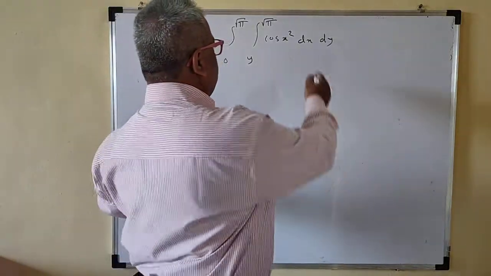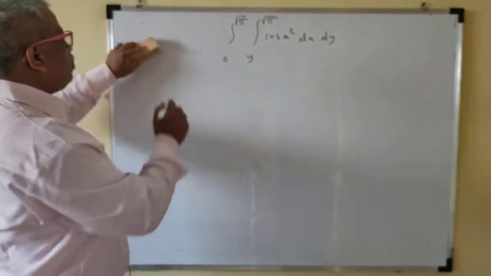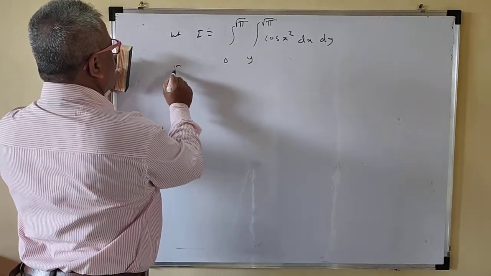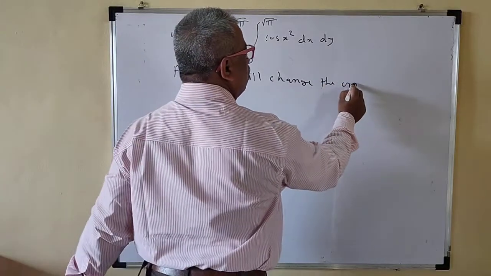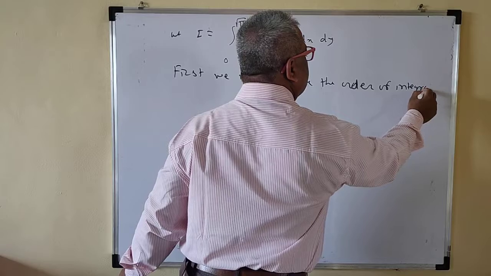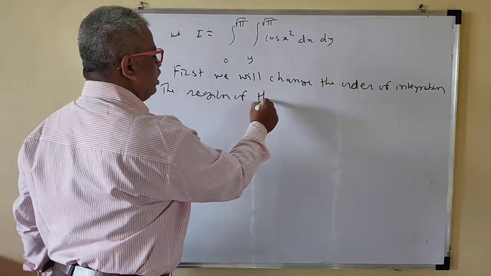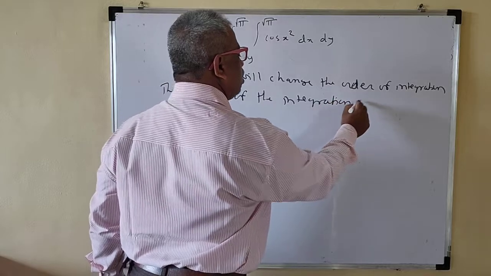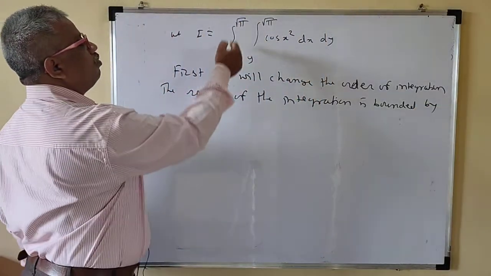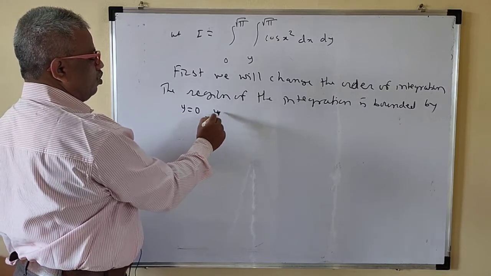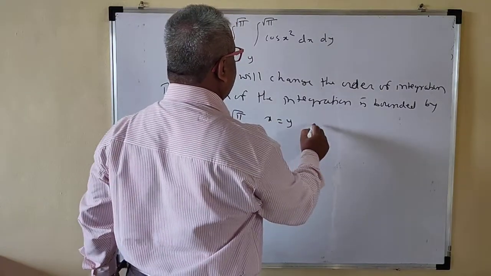So this function is integrable with respect to y now. That means we must change the order of integration. Let r be equal to this. So we will first change the order of the integration. The region of the integration is bounded by, these are the limits of y, so bounded by y is equal to 0, y is equal to root pi, x is equal to y, and x is equal to root pi.